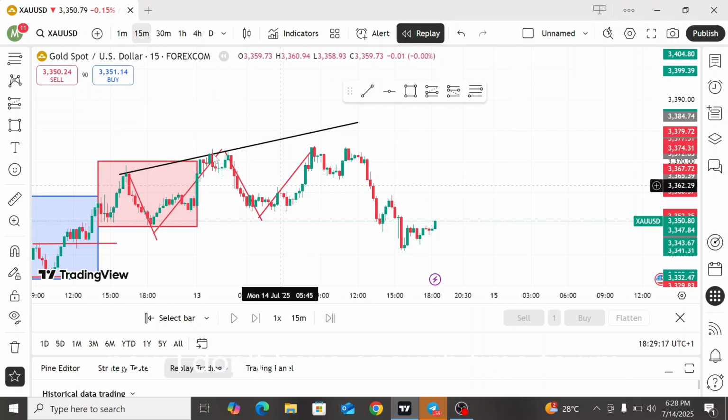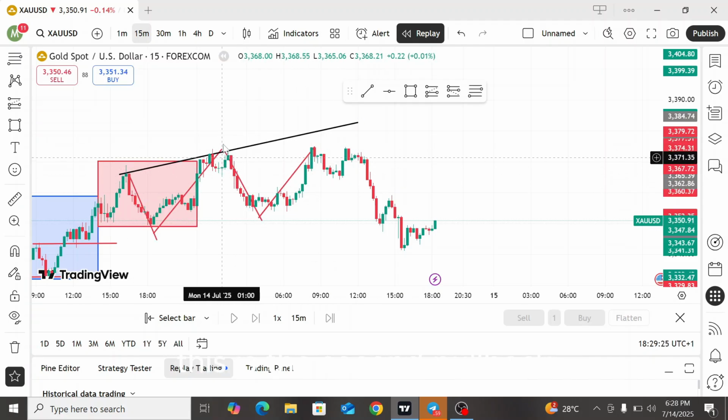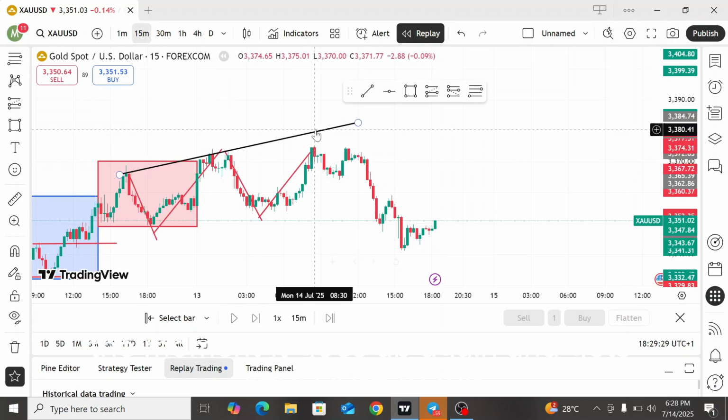Now, I don't have enough time to tell you about inducement and candlestick psychology, but this is the first pullback, this is the second pullback. Our entry is at the third pullback. The moment it goes up again and gets very close to this trend line, know that it's an entry alert. We are going to be entering a sell position.